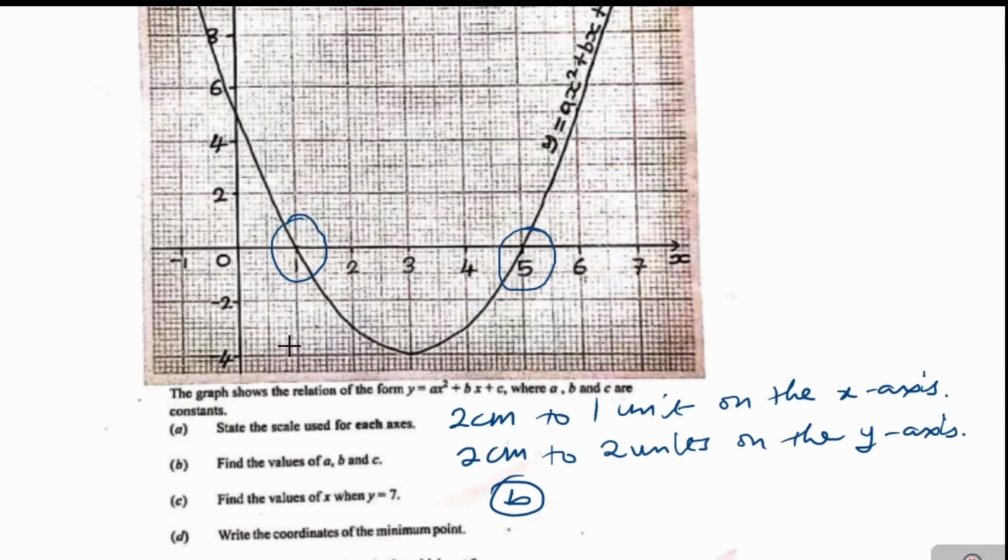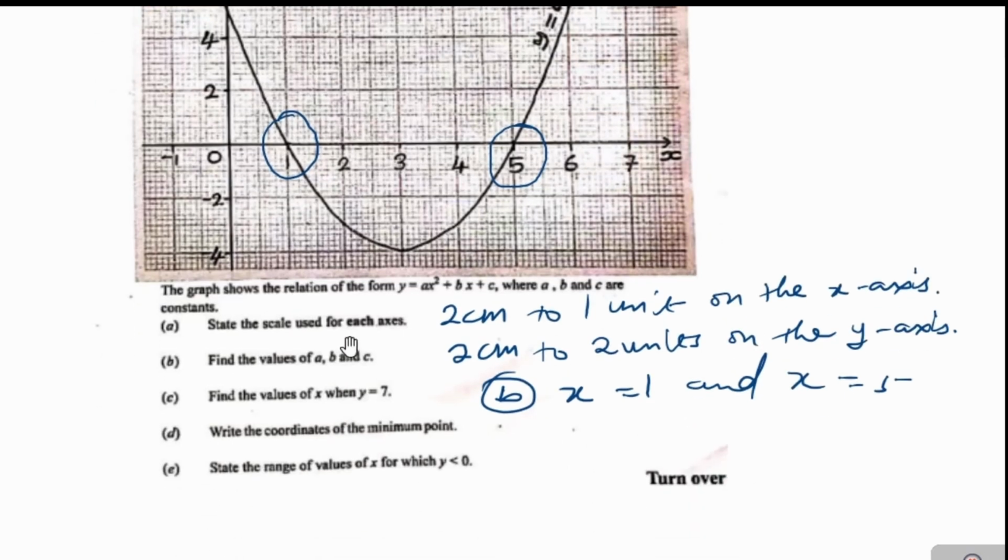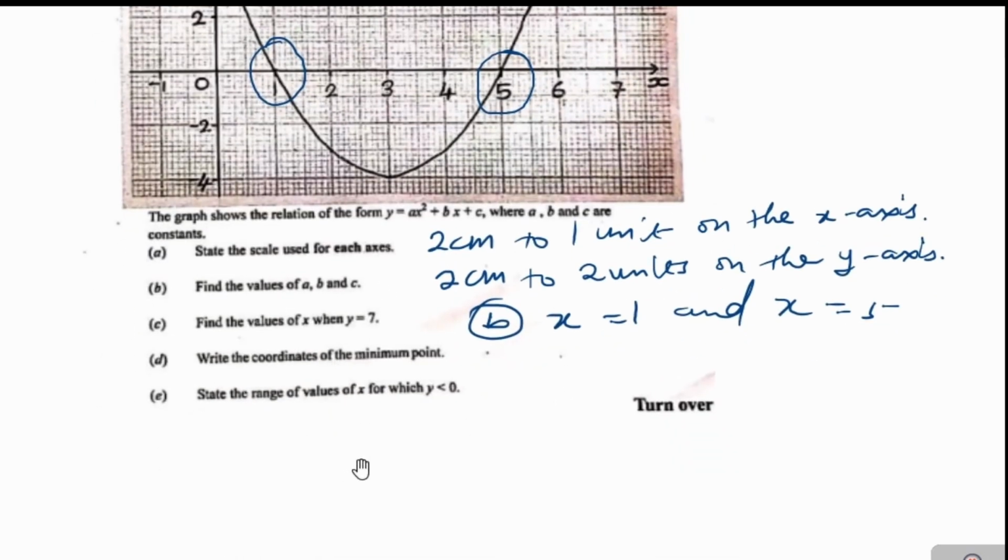So the solution to this graph is x equal to 1 and x equal to 5, because that is where the graph cuts or intersects the x-axis. And the first method I would like to use to solve this would be using the factors. So now what we're going to do is turn this root into factors.